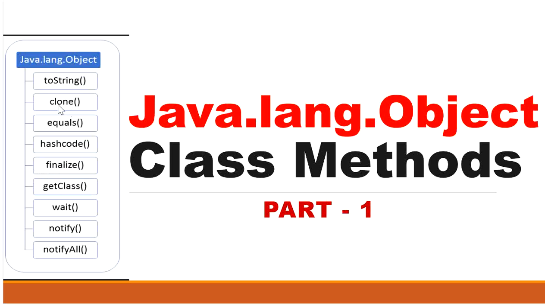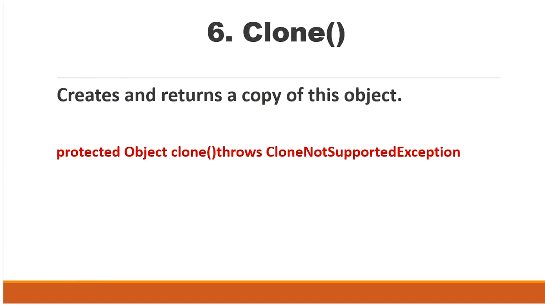In our previous video we discussed a few methods of the java.lang.Object class: toString, equals, hashCode, finalize and getClass. Today in this video we will discuss the clone method of the Object class, the different types of cloning supported by Java, and when we need to use the clone method. This function is used to create and return a copy, a duplicate object.